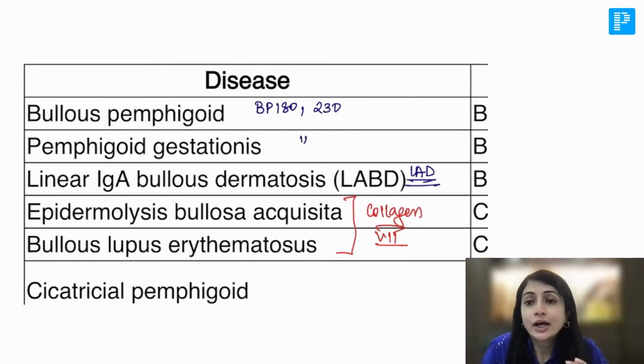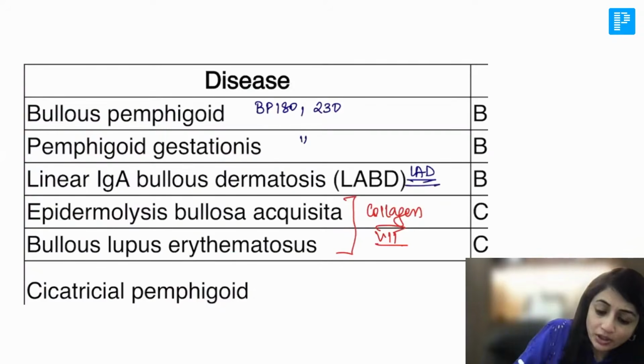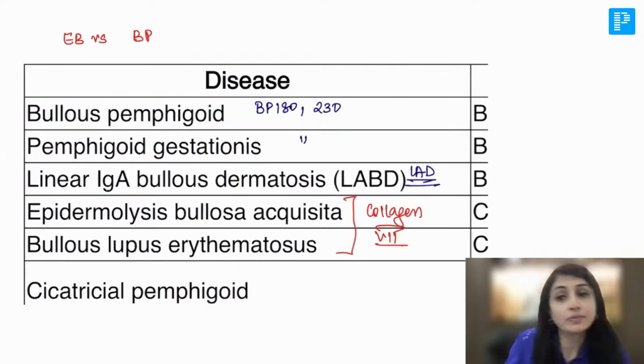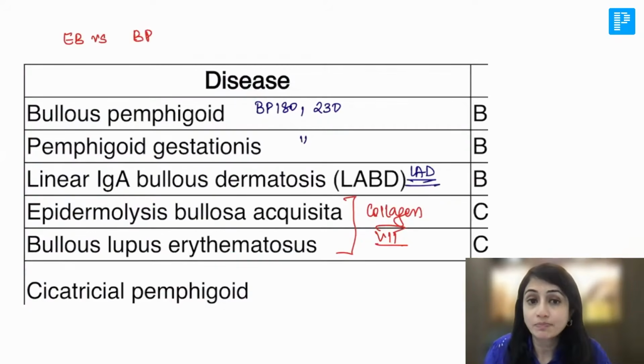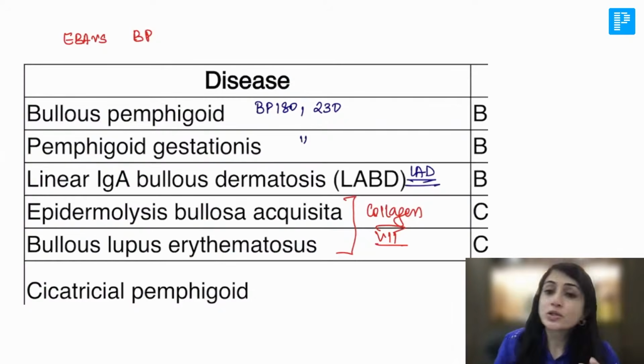So, if I have to differentiate between EB, listen to my question carefully. If you have to differentiate between EB and BP, what do you do? How do you differentiate EB versus BP? Both of them can present with tense bullae. EB here is epidermolysis bullosa acquisita, and the other is bullous pemphigoid. If you are confused, you're absolutely right.